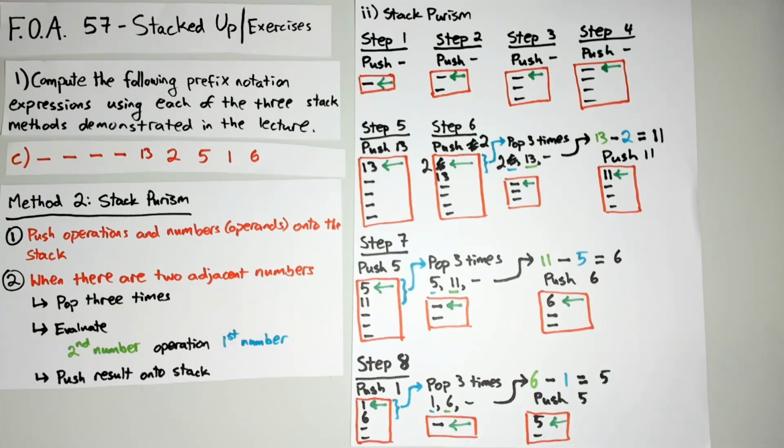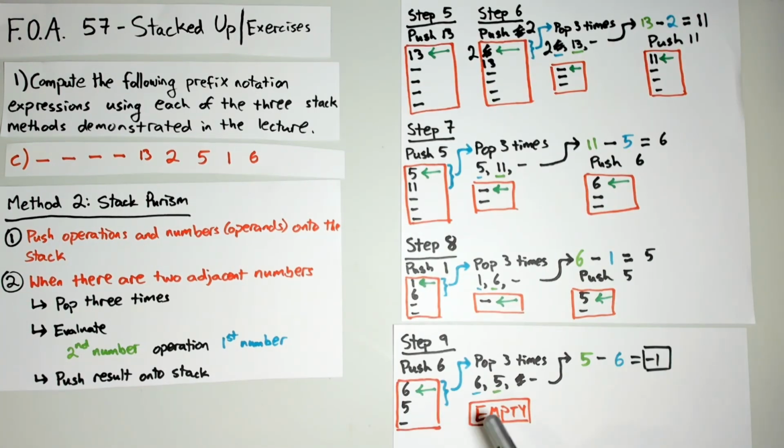There's still 1 more step, so step 9 is we have our last 6 here, so we push it onto the stack, which, again, 2 adjacent numbers, pop thrice, 3 times. We get a 6, we get a 5, we get a minus sign, completely emptying out our stack. And then evaluating 5 minus 6, we get negative 1, same as in method 1. Let's move on to the third method.